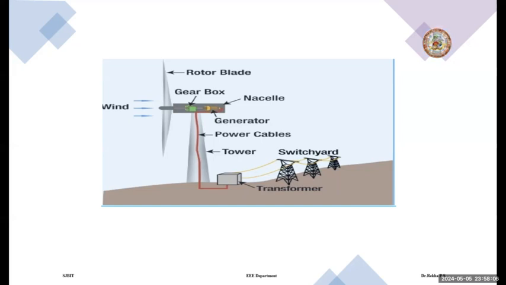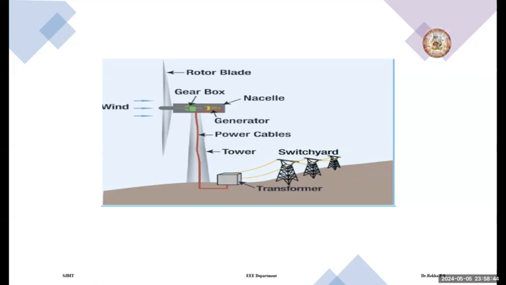This low RPM is not enough to generate electricity, and that's why there is a need for a drivetrain or gearbox. The gearbox converts low RPM into high RPM. This high RPM is given to the generator, where mechanical energy is converted into electrical energy. Then the generated electrical energy is given to the grid. This is the function of a wind power plant.